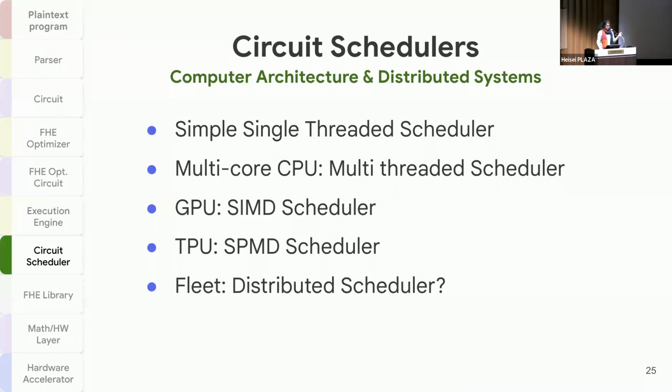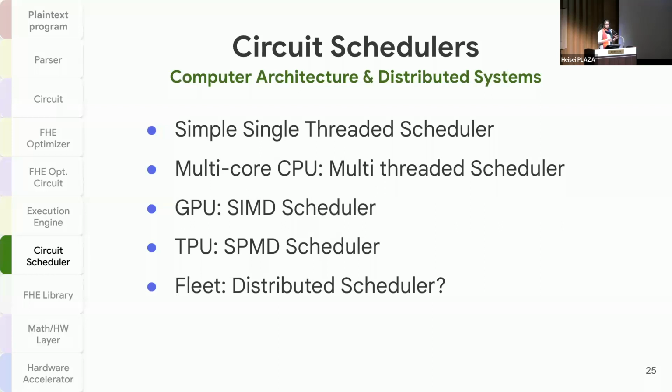So having a multi-threaded scheduler on a multi-core CPU performs great for CPU, but it might not perform as well for GPU because GPU performs on a data parallel scheduling. For GPU, you need all nodes of same type to be executed at the same time. So you could define your SIMD scheduler, single instruction, multiple data scheduler for GPU. You could define single program multiple data scheduler for TPU.